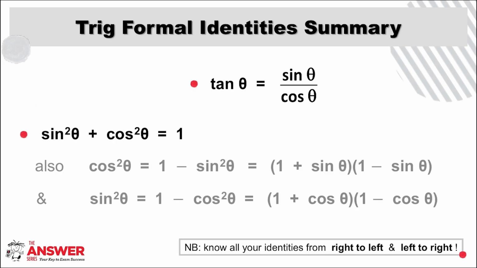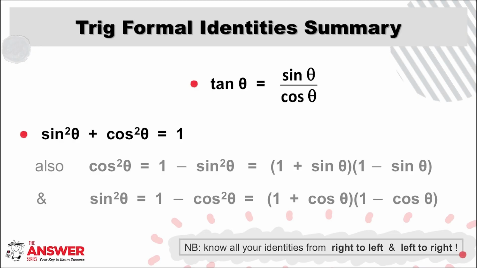Looking at a summary of these two identities, now that we fully believe them to be true, the first thing to consider about them is that it is important that we know them both from left to right and from right to left. In other words, that we know them in both directions. So what this means for the tan identity is that tan of an angle equals sine of that angle over cos of that same angle, but also that sine over cos of the same angle equals tan of that angle.